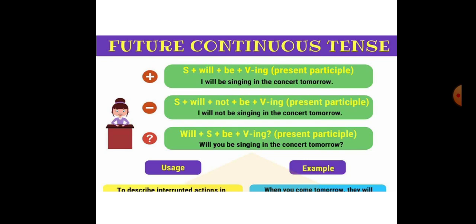Subject plus will be plus verb plus ing. This is the positive form. Subject plus will plus not plus be plus verb plus ing. This is the negative form. Will plus subject plus be plus verb plus ing. This is the question form.